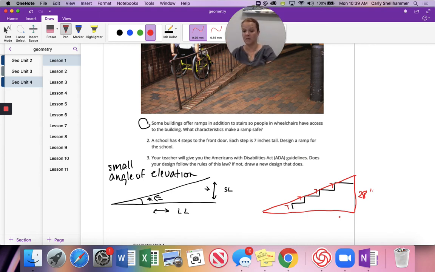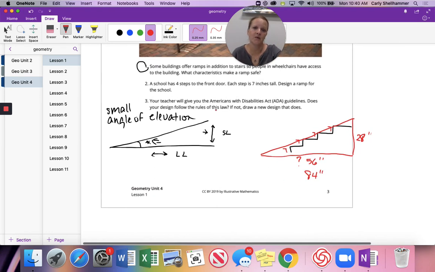How long would we want that to be? Maybe twice that? So what, 28 times 2 is 56? Yeah. So maybe 56? Maybe another 28, maybe 84. So we want that long leg to be significantly longer so that the angle of elevation isn't too great.